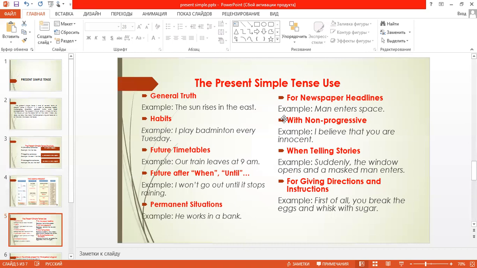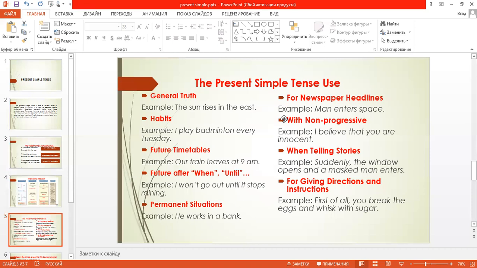Present simple tense is also used with non-progressive or non-action verbs. Sometimes we call them state verbs, yes? Verbs that describe the state of a person, feeling, emotion, and opinion of a person. For example, I believe you are right. I believe you are innocent, and so on and so forth.